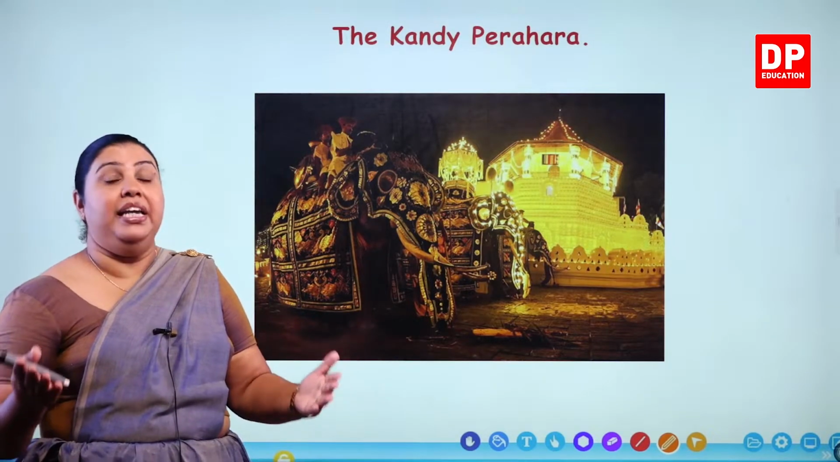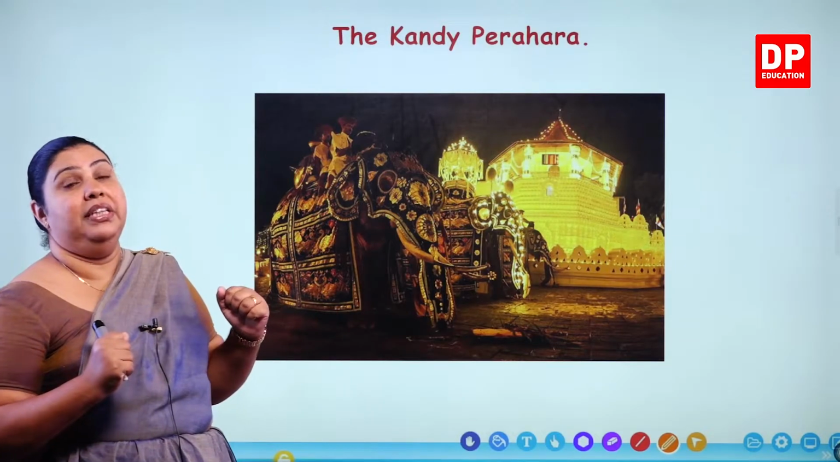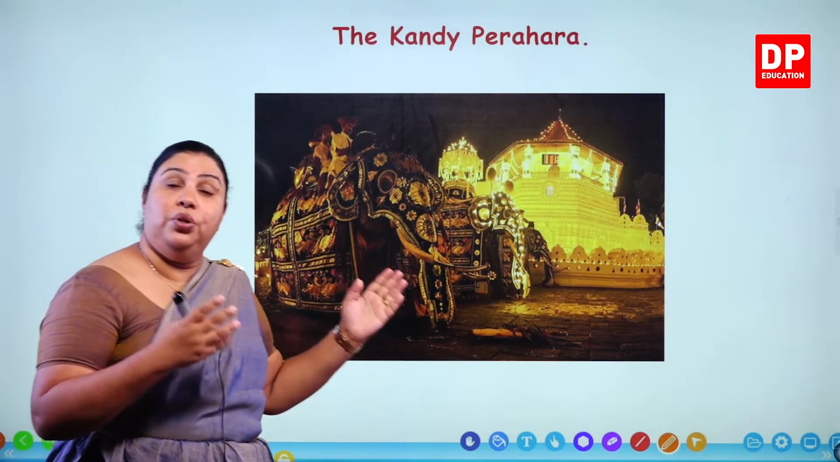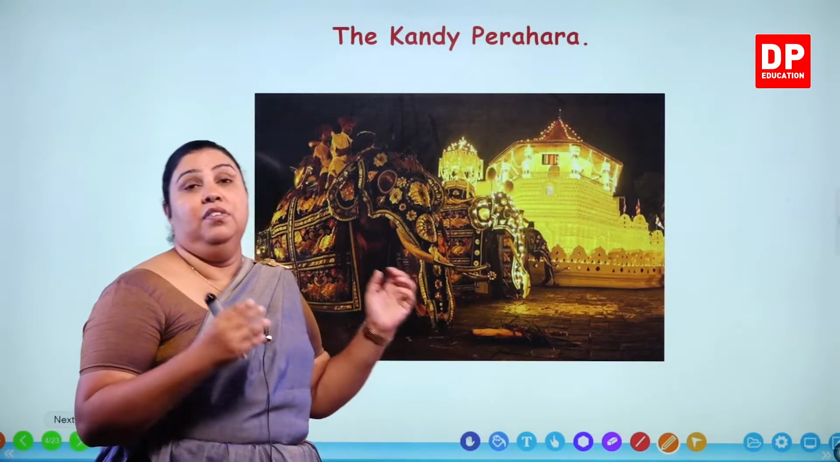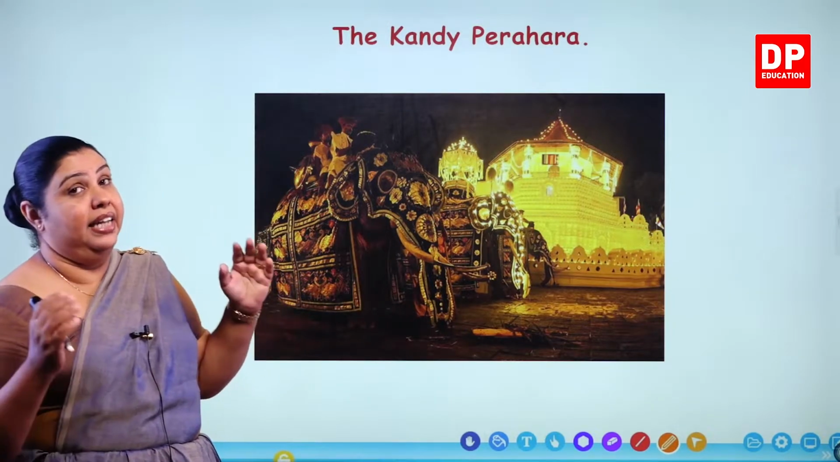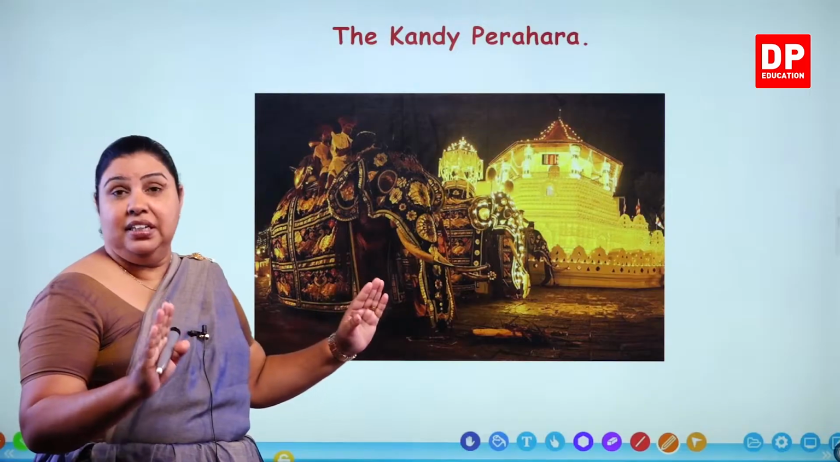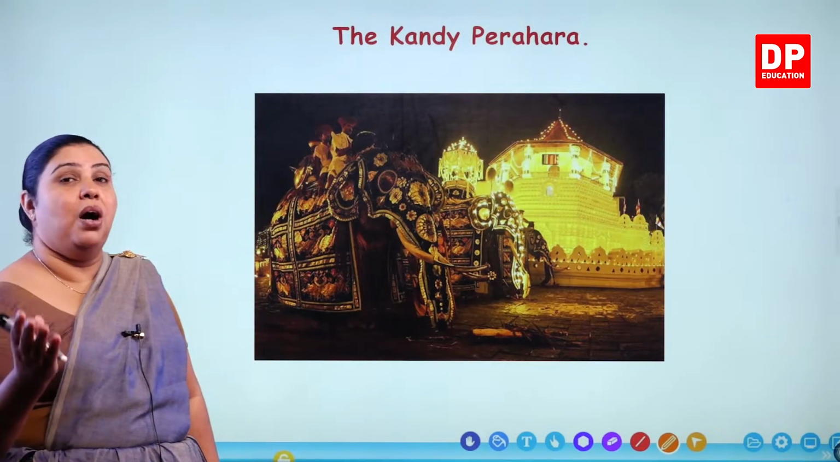So now that is why the children in Gajaba Vidyalaya have gone to Kandy and they have watched the Perahera and they have come back and they have written to their wallpaper about the Perahera.